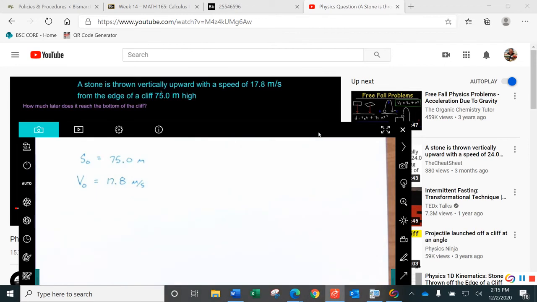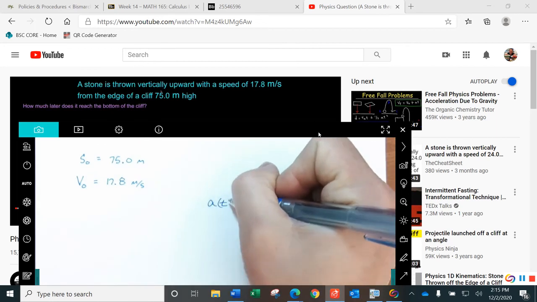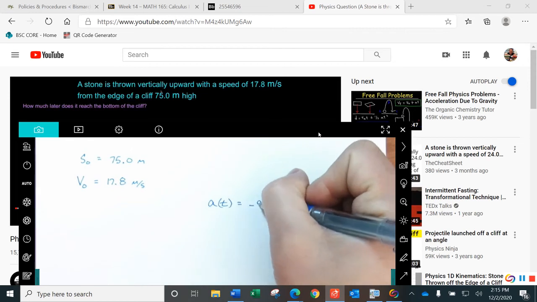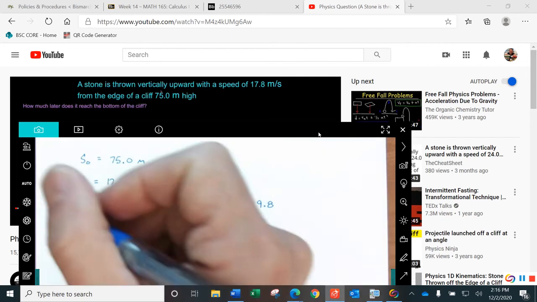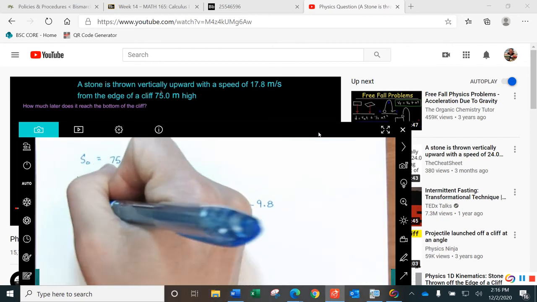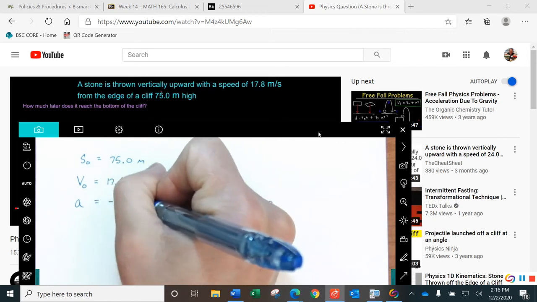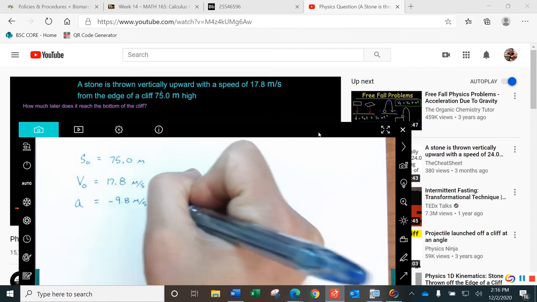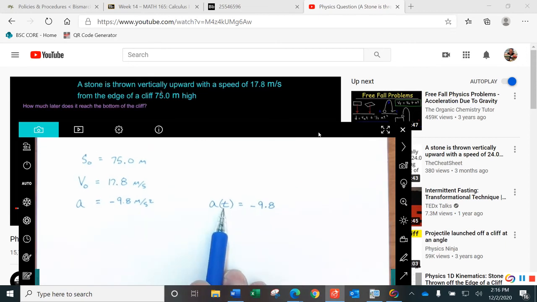And we're supposed to answer a few questions. How much later does it reach the bottom of the cliff? Well, no worries. I'm going to take advantage of our acceleration, which is negative 9.8 meters per second squared. So if I address a function for any time t, it's always negative 9.8. We have this constant acceleration.